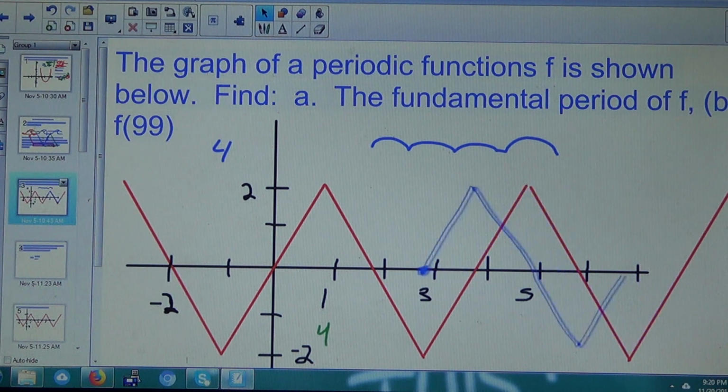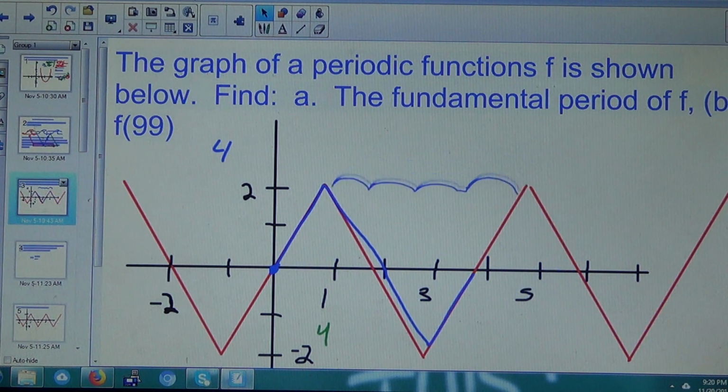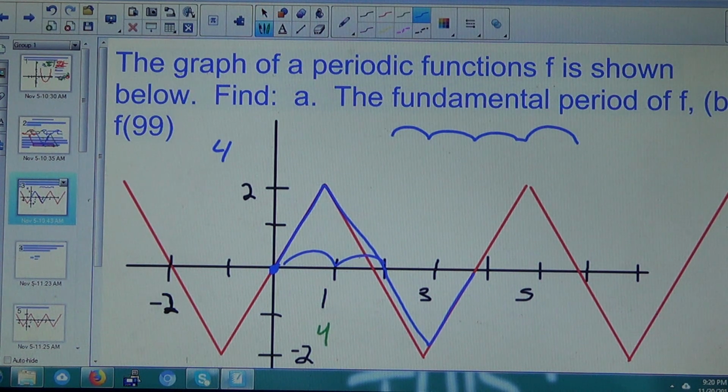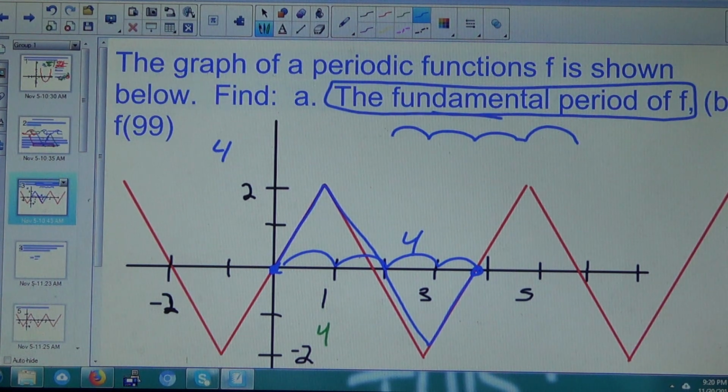And again, how far is that unit from there to there? And my marks are a hair off. So I guess we can't count that because I made those up and they're not the same distance. So it'd be 1, 2, 3, 4. So again, it's 4 units. So what is the fundamental period of F for part A? The answer to that is 4.